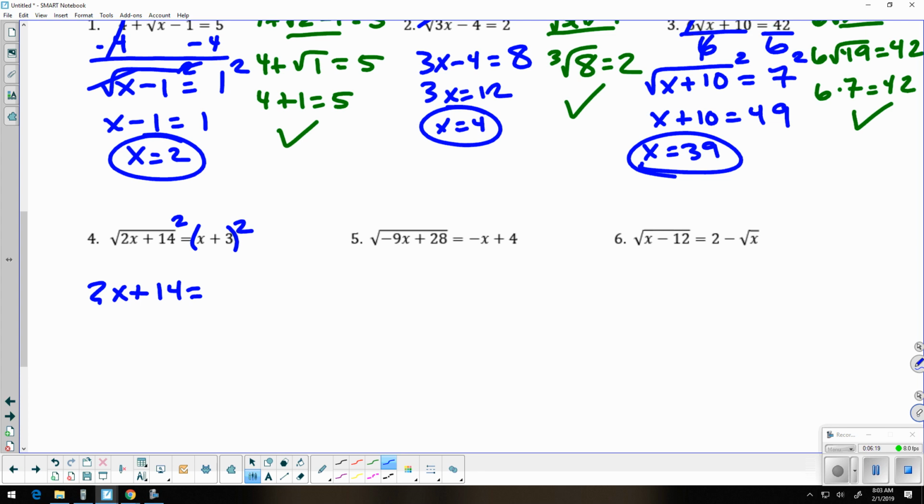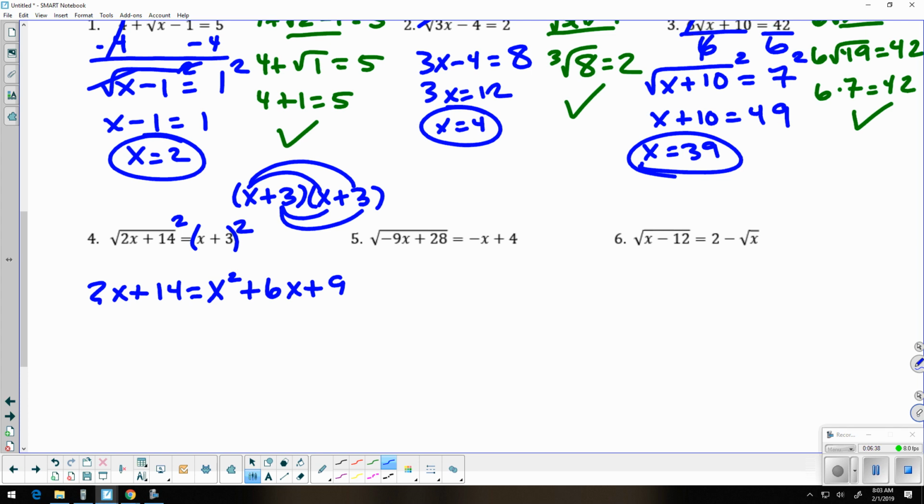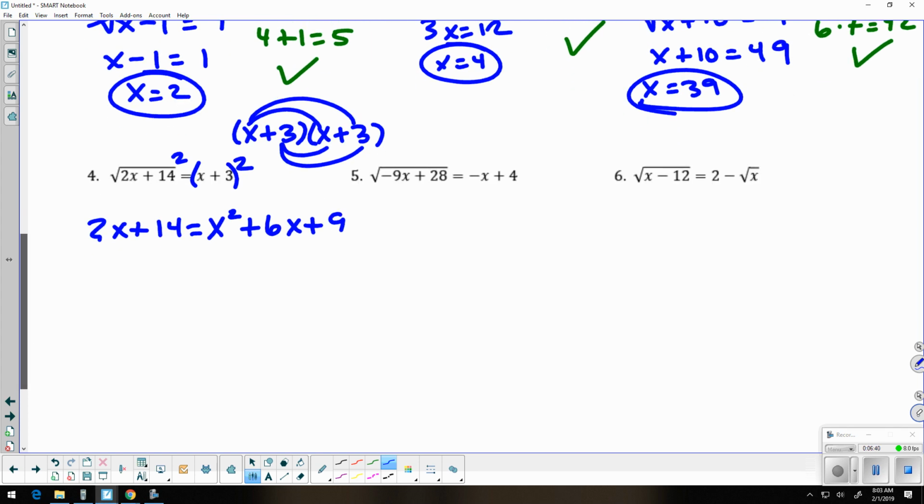But when you square the binomial again, that means you've got to FOIL. You've got to expand this out. Write another one next to it. You've got to multiply these two together by FOILing. So if you FOIL x plus 3 and x plus 3, you should get x squared plus 6x plus 9, because you'd have x squared, 3x, and 3x makes that 6, and then 3 times 3 is 9. Okay, so as soon as you see an x squared appear, it's a quadratic, you should know you've got to factor.